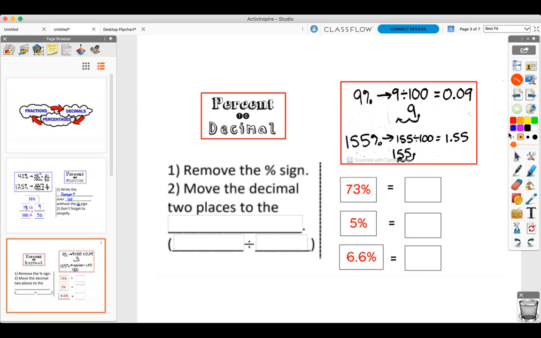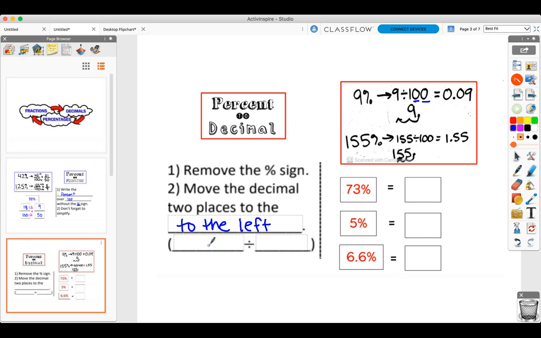Now let's do percent to decimal. Remove the percent sign and move the decimal 2 places to the left. And why is it moving to the left 2 places? Because you're dividing by 100, and 100 has 2 zeros. You can do this with tens, hundreds, thousands. But because 100 has 2 zeros and you're dividing, you're moving this decimal to the left. The number is getting smaller.